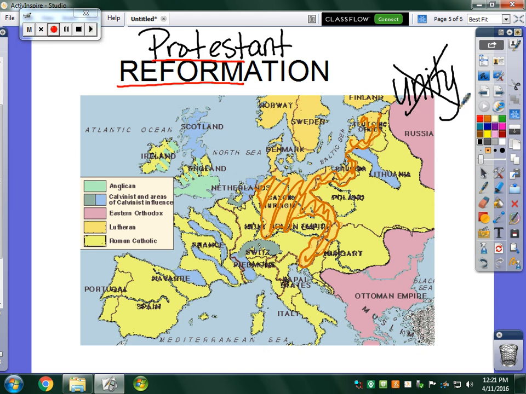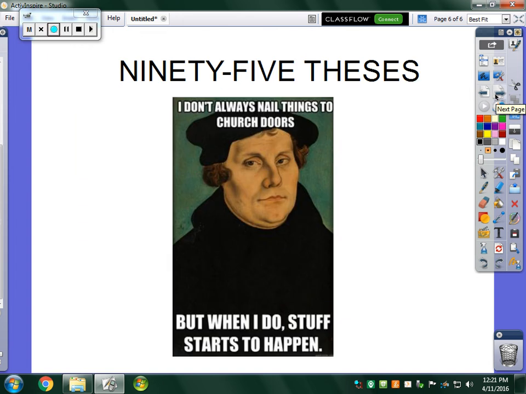So previously, if you were a Christian in Western Europe, you practiced Roman Catholicism, but after the Protestant Reformation, that was gone. So the Catholic Church still had a lot of power, still does today, but the unity was gone. All Christians were not looking to the Catholic Church. They looked to the Lutheran Church or the Anglican Church or the Calvinist Church to try to get their spiritual guidance. And that Protestant Reformation was started by a man named Martin Luther.